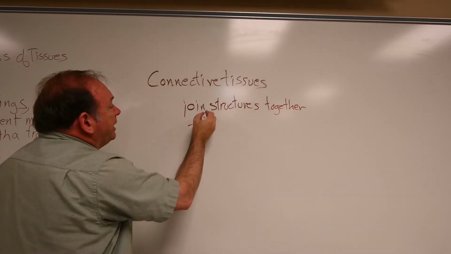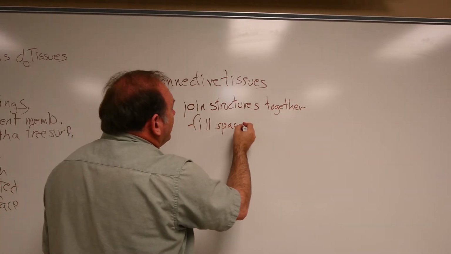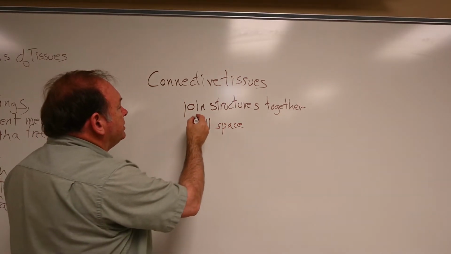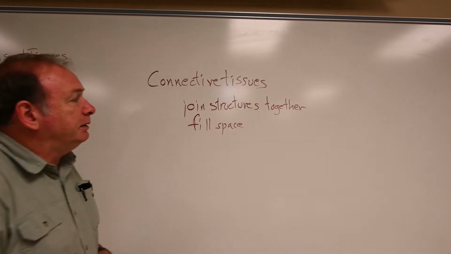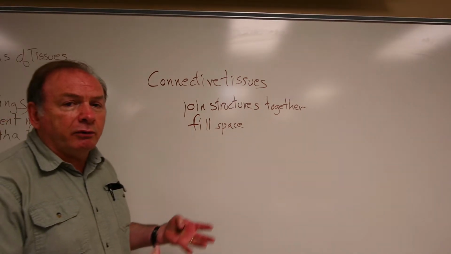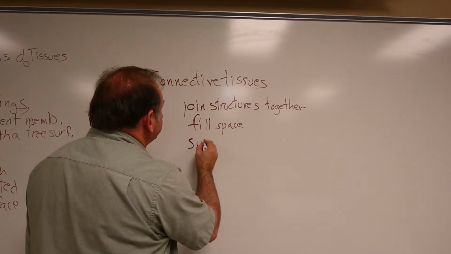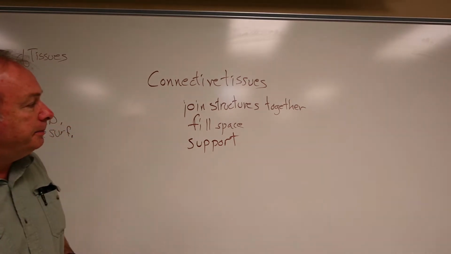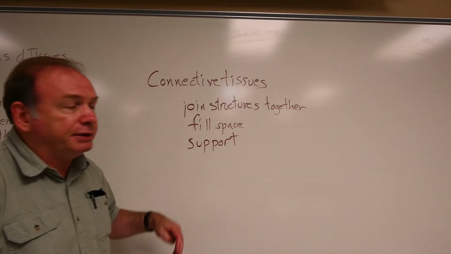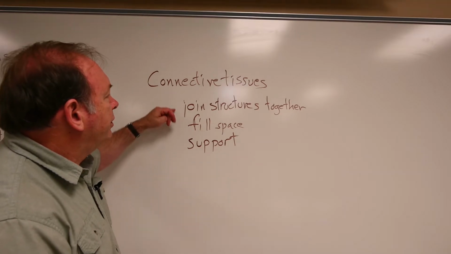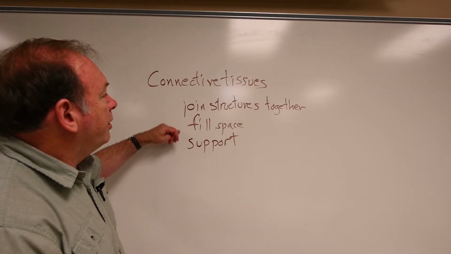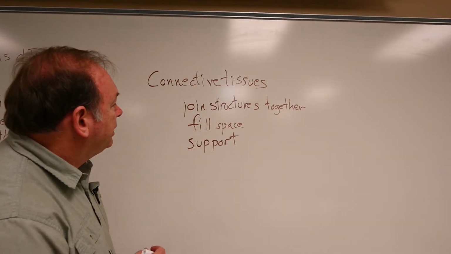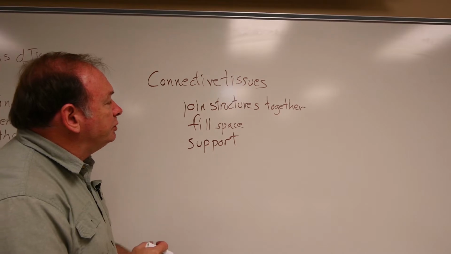Sometimes they simply fill space between structures. They just take up the space in there, so they can be just space fillers, and sometimes they give overall support or shape to a structure or organ. Very important, of course, in your skeletal system and cartilages and so forth. We have that support mechanism in there, joining bone to muscle. We need that strong support in there. So anyway, these are connective tissues.